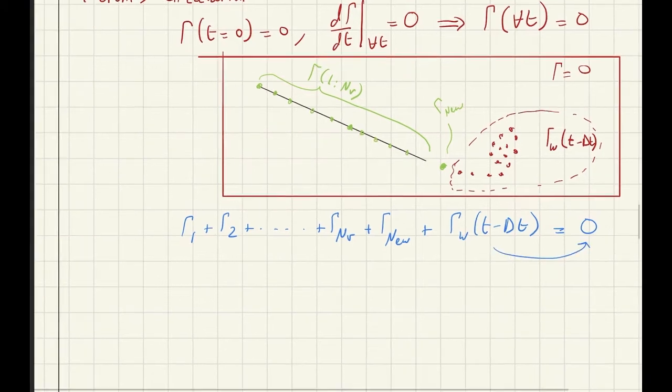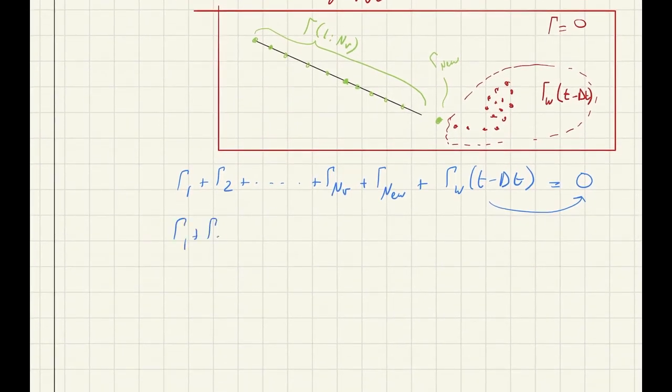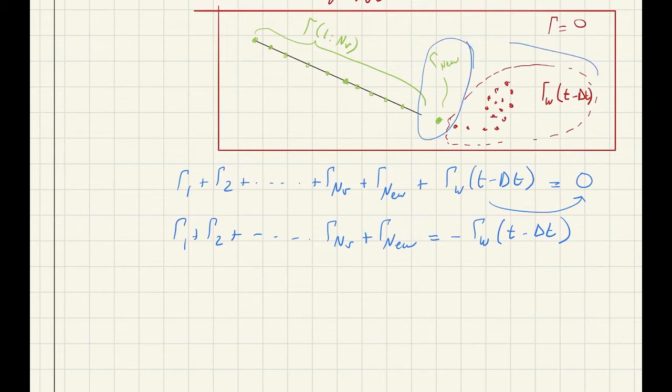So we can move this to the other side, and that would give us gamma 1 plus gamma 2 plus gamma NV plus gamma nu is equal to minus gamma of the wake at the previous time step. Again, to reiterate, the circulation of the wake at this time step includes the gamma of the newly shed vortex. But the circulation of the previous time step is the entire wake minus the newly shed vortex.